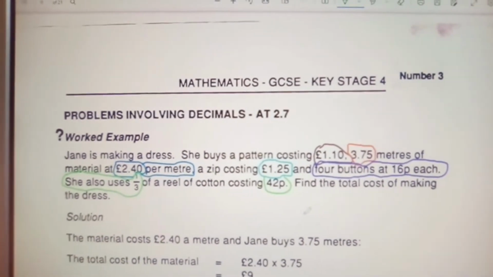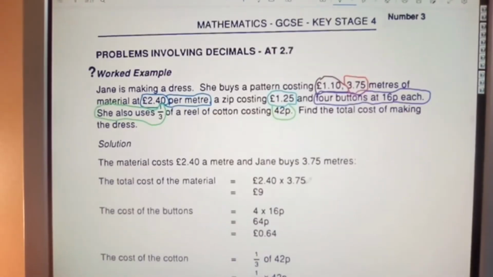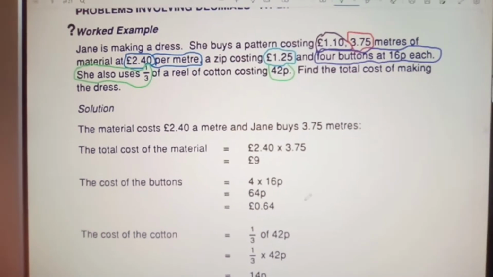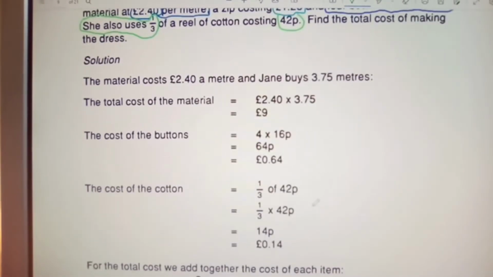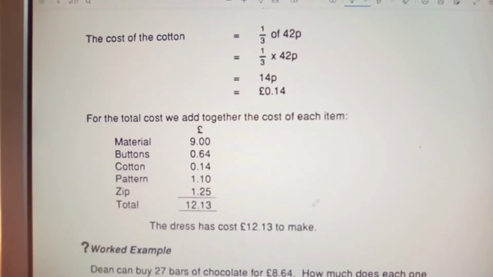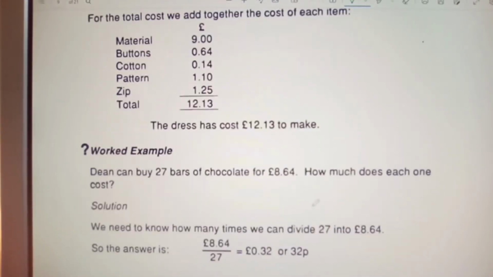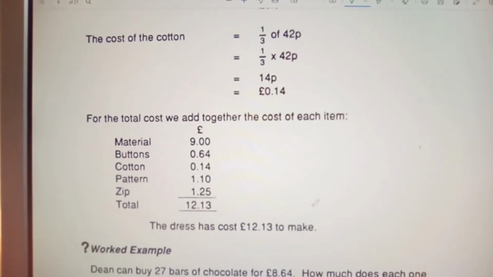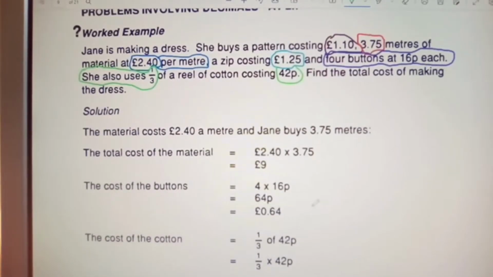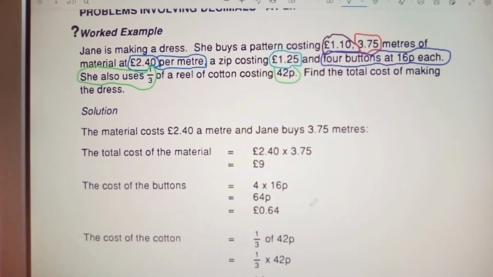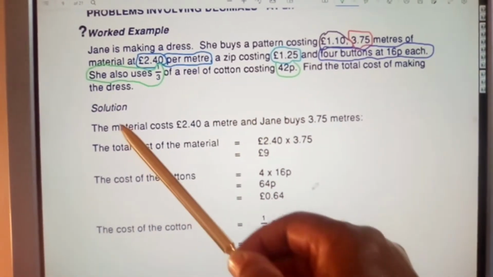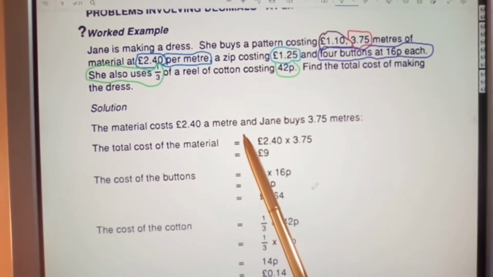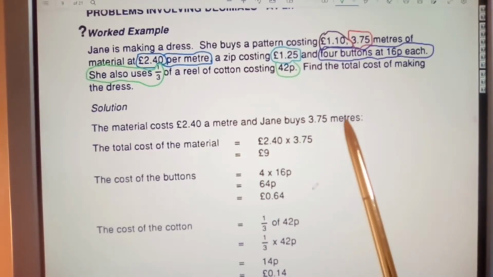Let's look at this now. Go back, let's bring this up. All I'm showing you now is the process. Let's now look at what's been done in regard to each stage. So here we have our solution. The material costs £2.40 a meter and Jane buys 3.75 meters.